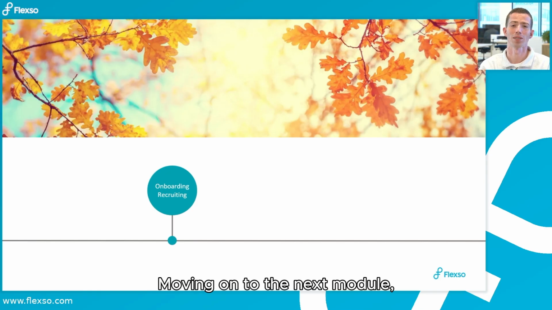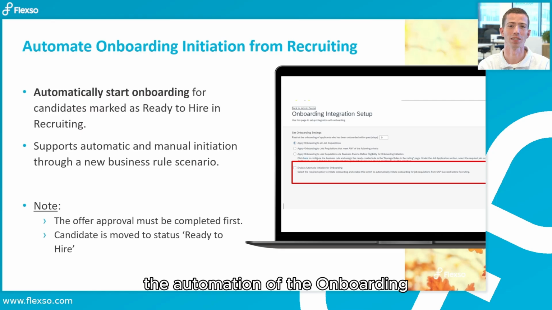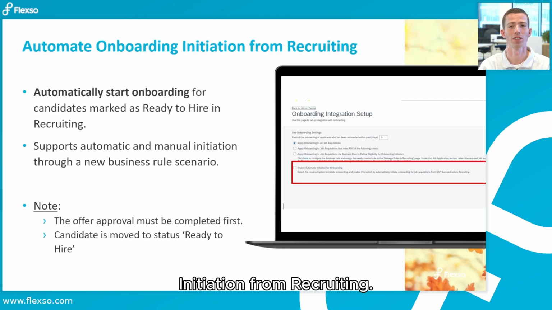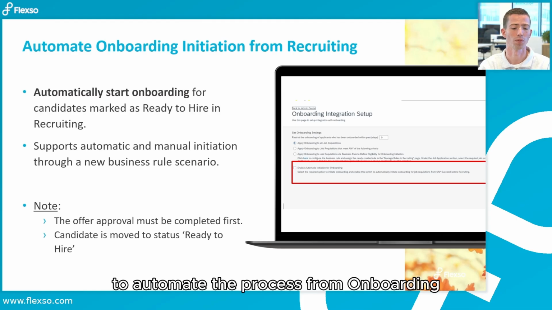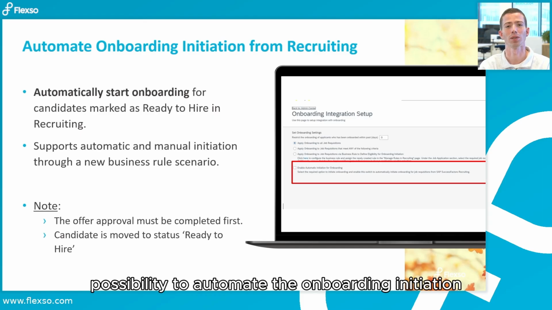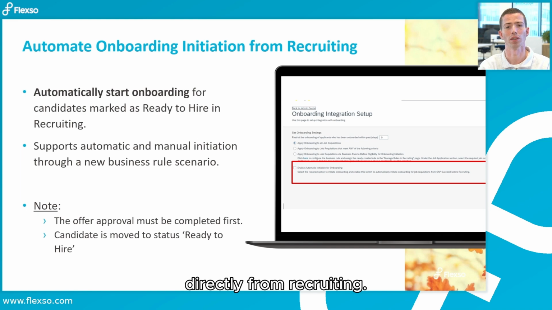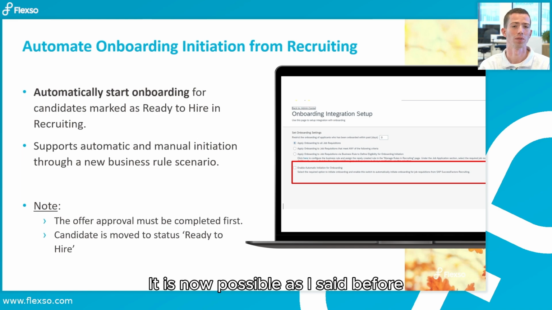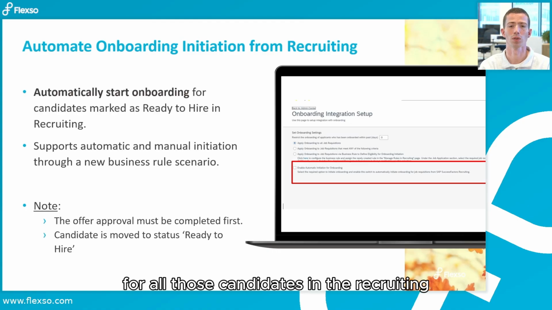Moving on to the next module, onboarding and recruiting, the highlight is the automation of the onboarding initiation from recruiting. Previously SAP made it possible to automate the process from onboarding to Employee Central, and now they've streamlined this possibility to automate the onboarding initiation directly from recruiting. It is now possible, as I said before, to automatically start this onboarding for all those candidates in recruiting which are marked as ready to hire.